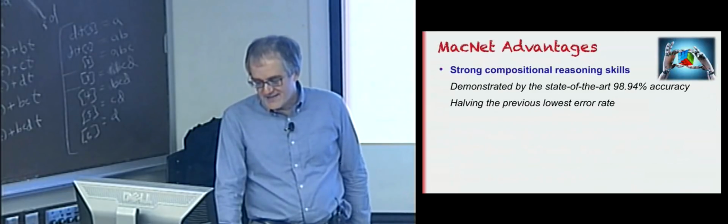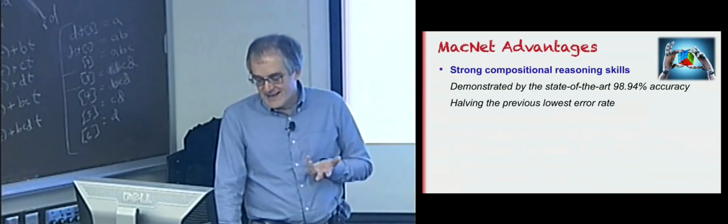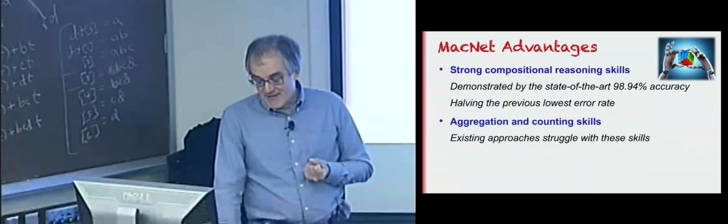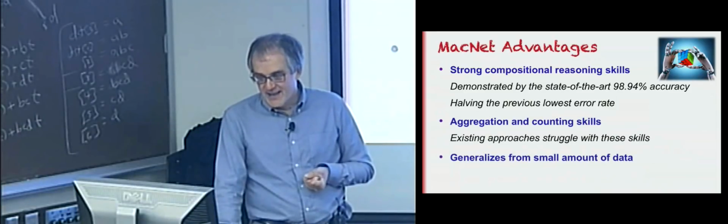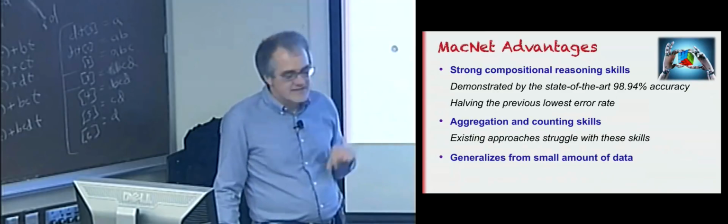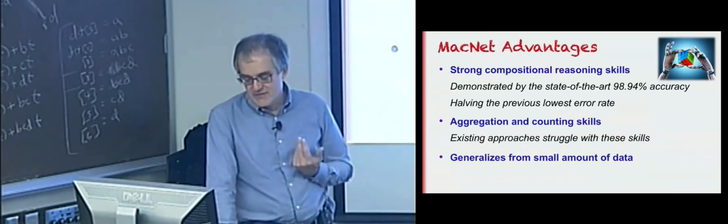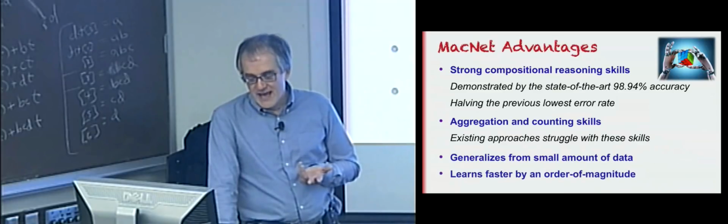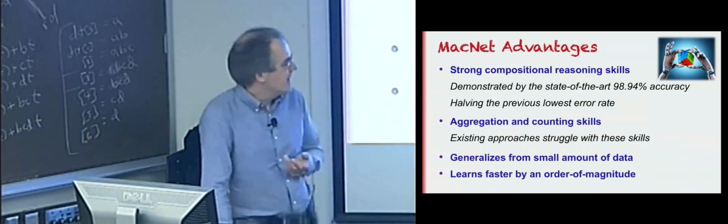So in contrast, it seems like the MACnet does have good compositional reasoning skills. It does better at aggregation and counting, and especially, it does effective generalization from small amounts of data. And as a result of that, you can say that it learns faster, by an order of magnitude.